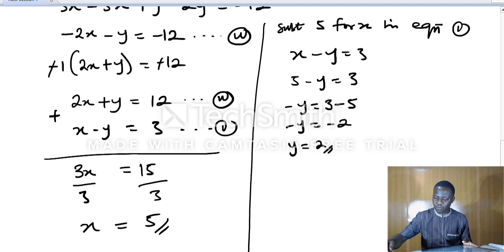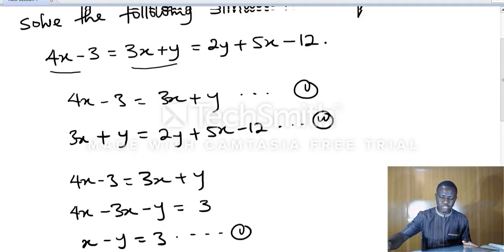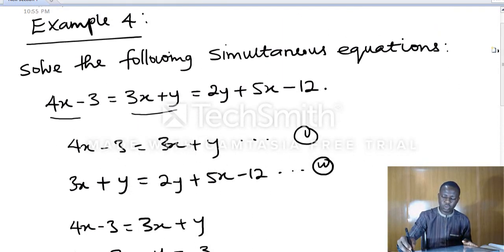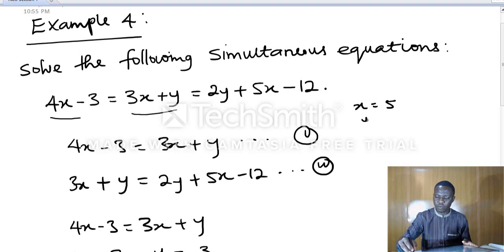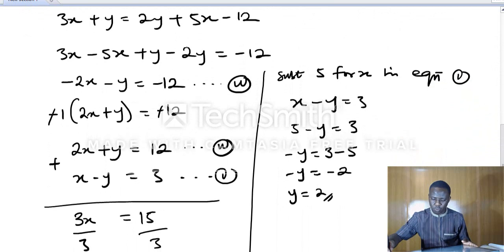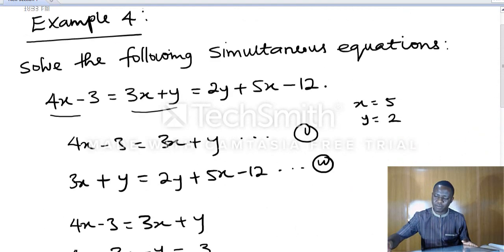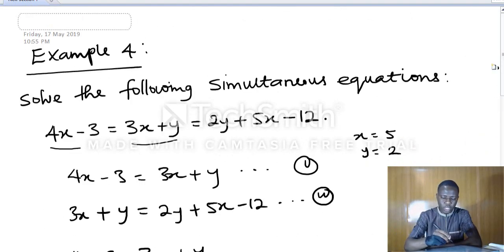It is only 2 and 5 that you will substitute in this equation to make it equal. So we got x equal to 5, y equal to 2. Am I sure? Let's confirm. y is 2, x is 5. When you substitute x for 5 in this equation, and y for 2, this expression ought to be equal to this, as well as equal to this.